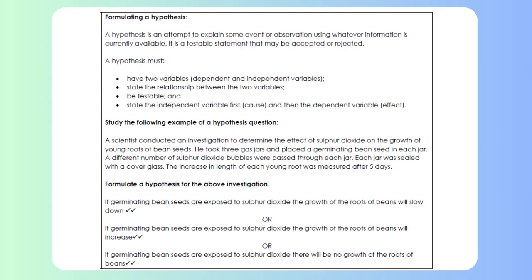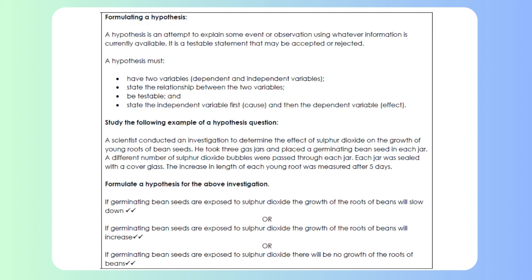Formulating a hypothesis. A hypothesis is an attempt to explain some event or observation using whatever information is currently available. It is a testable statement that may be accepted or rejected. A hypothesis must have two variables, dependent and independent variables. State the relationship between the two variables. Be testable, and state the independent variable first, cause, and then the dependent variable, effect.